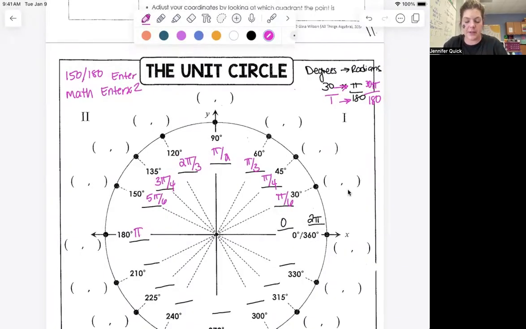Sorry about that. All right, so here we go. You work, I work. You work, I work. Here we go. We're turning it into radians. 240, 4 pi over 3.